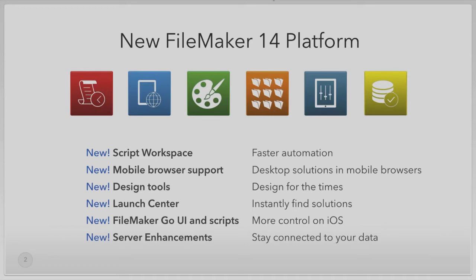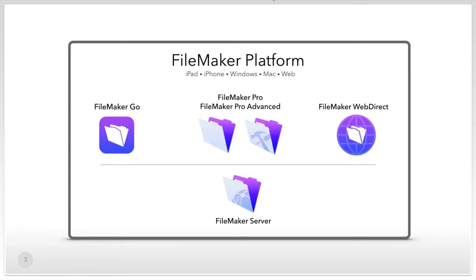The new Launch Center, which gives us the same open dialogue and the same look across every client in the platform. There's a bunch of FileMaker Go improvements, and I'll dive into those. But the net of that is it gives you the ability to have a much more native iOS experience in your FileMaker Go solutions. And then there's a bunch of enhancements, as always, to FileMaker Server. So again, as I said, we've made improvements all across the platform in the development and desktop tools, FileMaker Pro and FileMaker Pro Advanced, in FileMaker Go, the iOS client, in FileMaker WebDirect, which is the browser-based client, and then in FileMaker Server.